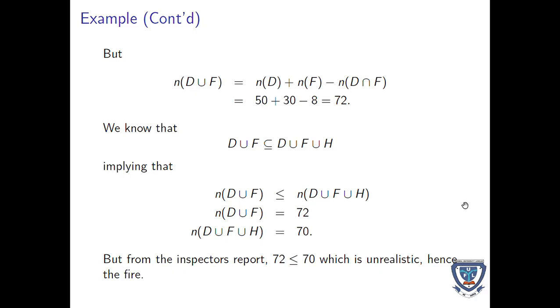So that is why, at the conclusion, you will see that the inspector's report, which implies that 72 is less than 70, is unrealistic. Hence, he was fired, meaning he didn't give a proper report.